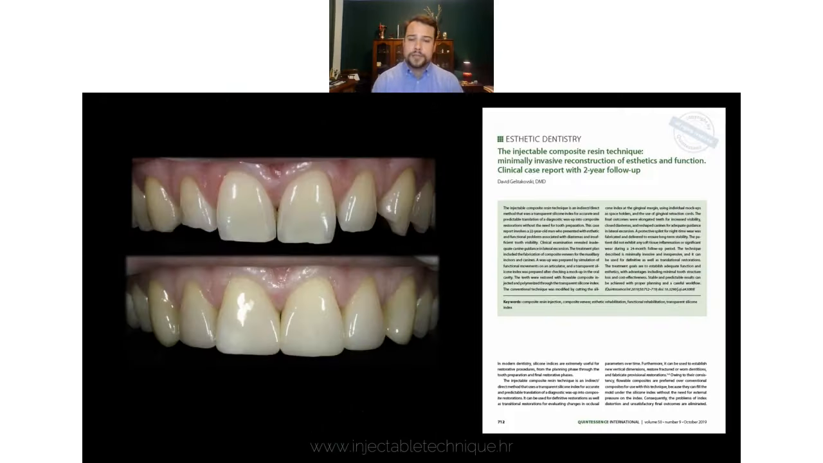My story with injectable technique started in 2017 when I did one of my first cases, which was later on published in Quintessence International. Just to give you an idea about the simplicity of the technique, I made this case when I was a fifth-year student, which means tomorrow when you start. It was later on published in Quintessence International, which means later on when you start practicing this technique, you will for sure get even better results.